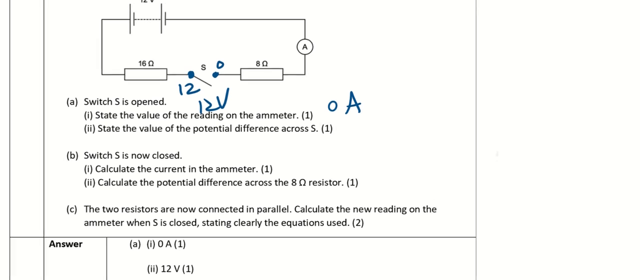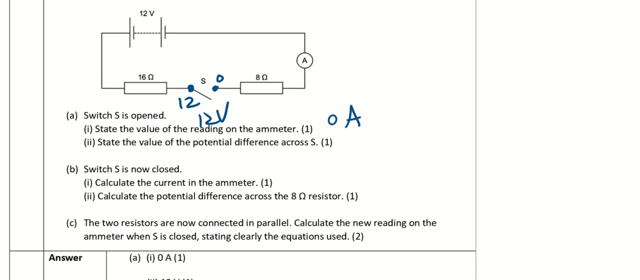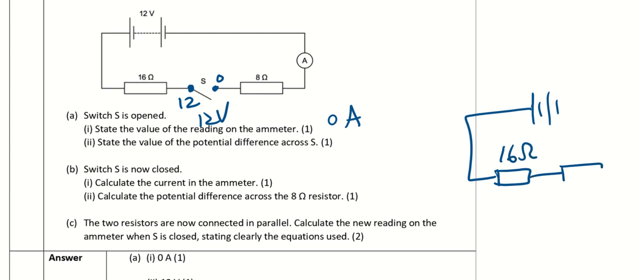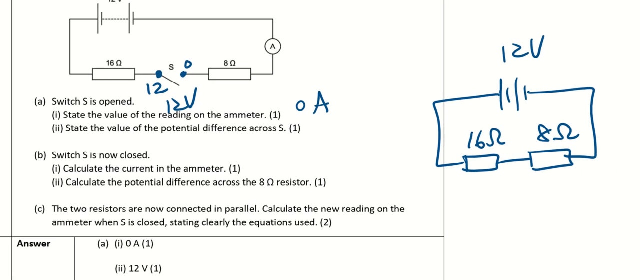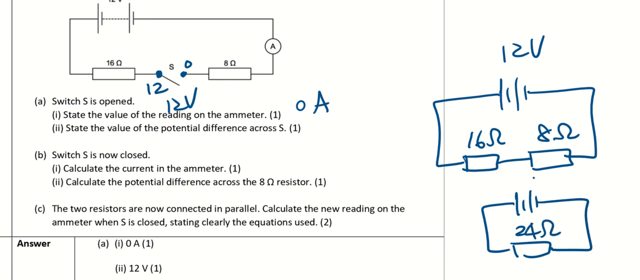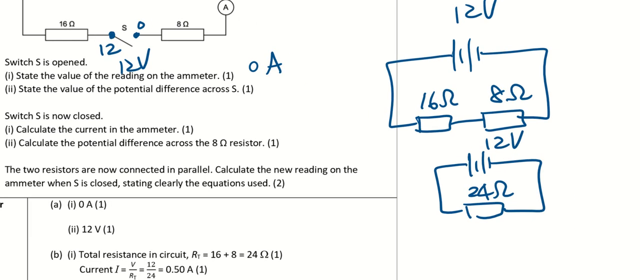Okay, then now switch S is now closed. Okay, so let us redraw this circuit very quickly. 16 ohm, then I have 8 ohm here, and this is 12 volts. Calculate the current. Okay, therefore I need to add this into 24 ohm, so that I can calculate the current. 12 divided by 24, therefore the current is 0.5 ampere.